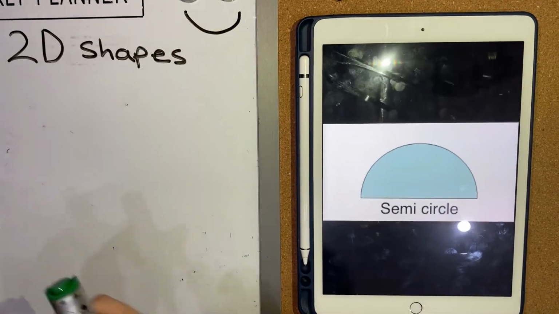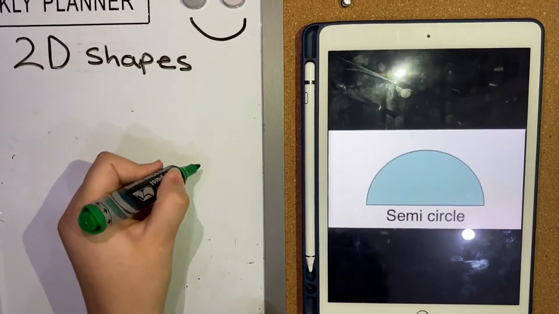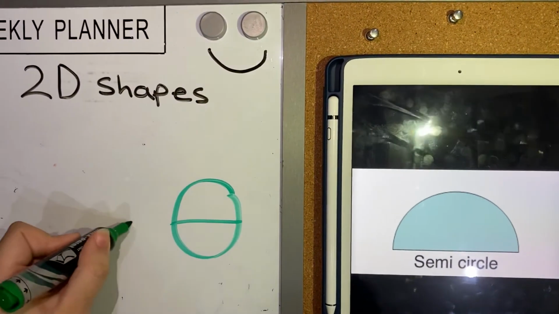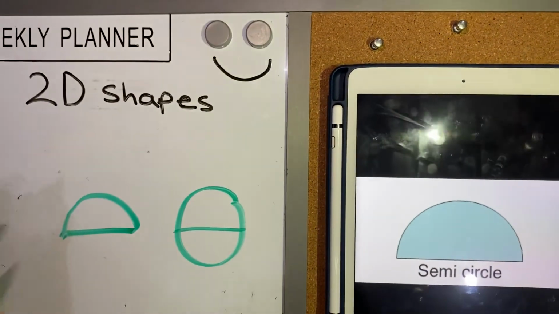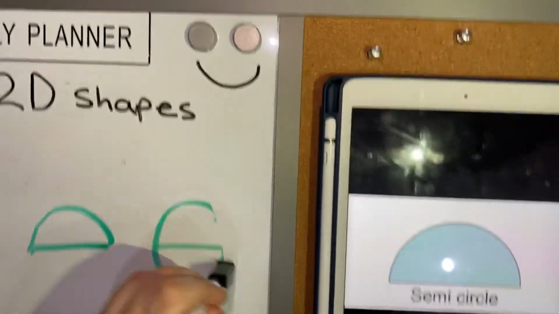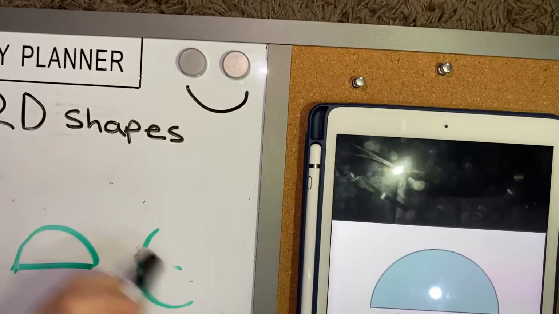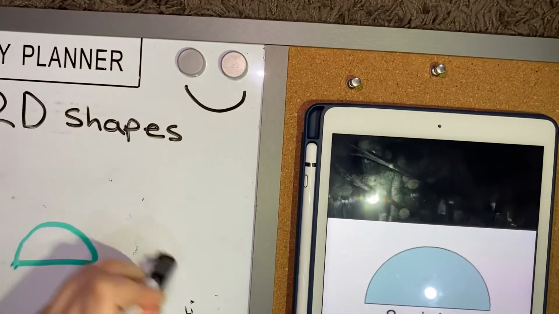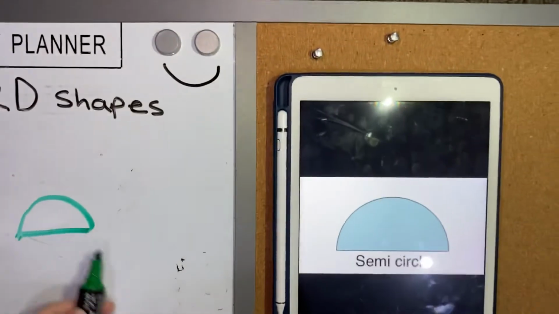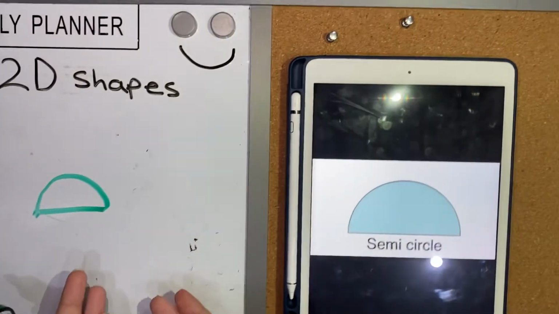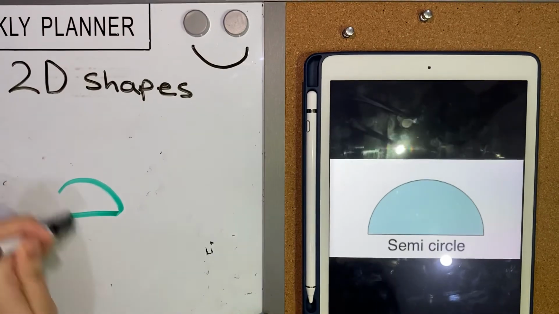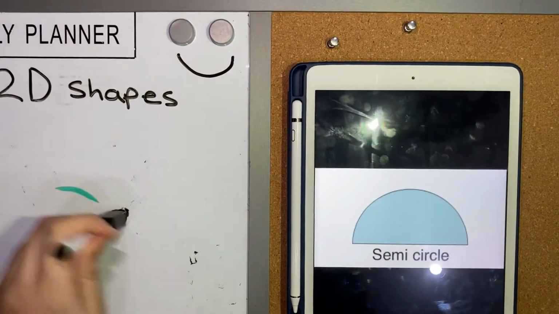Semicircle. Okay, the semicircle is a circle but cut in half. So the semicircle has no sides. You can't count them. It's not a proper side. No sides. Okay, let's go for the next one.